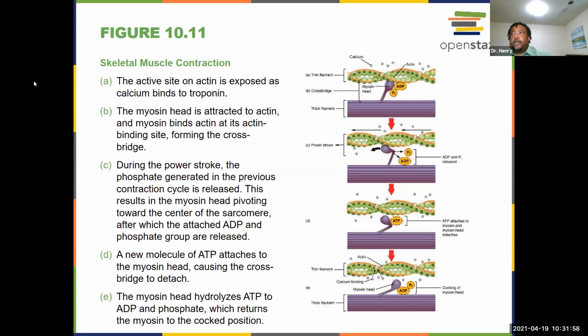Again, this is just the more elaborate details of what's going on for the muscle contraction. So on the active sites, you're going to basically get binding of calcium to the troponin. So calcium binds to this part. This allows the myosin heads to start to attach, and then myosin binds to the actin. The myosin head has an actin binding site. And so it forms like a little bridge between the two, and it starts moving along that bridge.